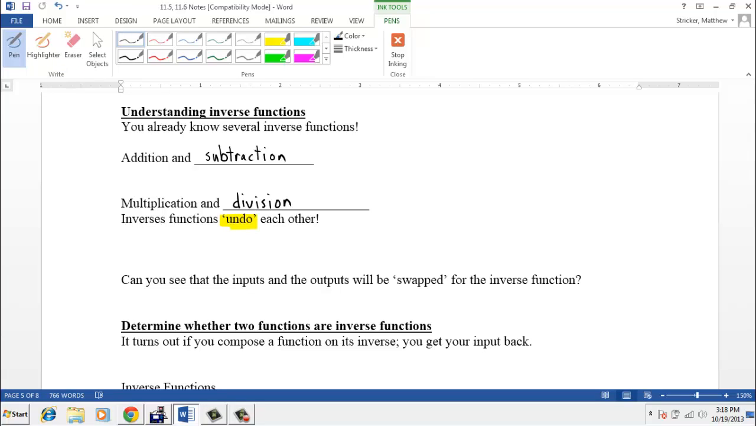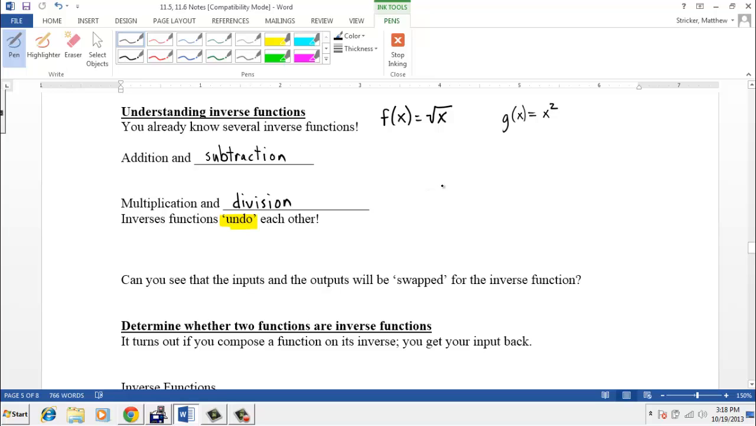So another type of function that we've looked at already is the square root function. Let's say, what if we call function f the square root of x? How do we undo a square root? Well, we should know that it gets undone by squaring it, right? X squared undoes the square root of x.